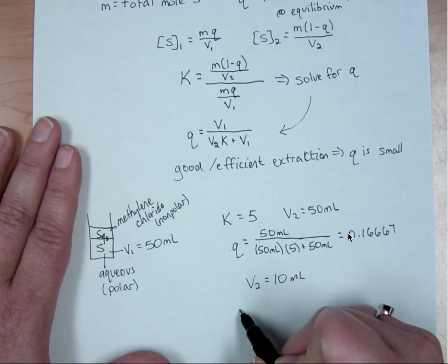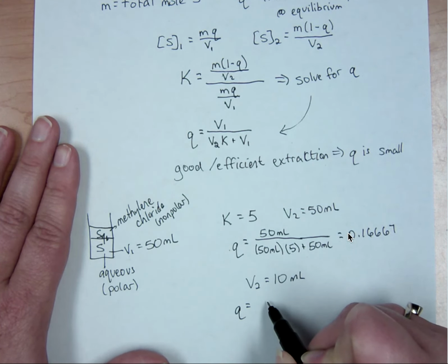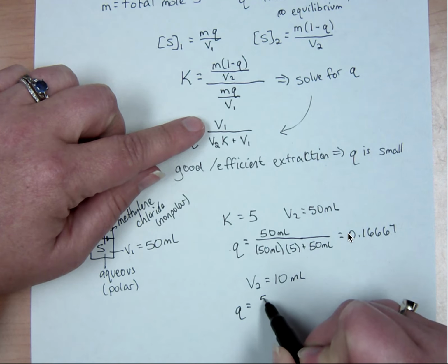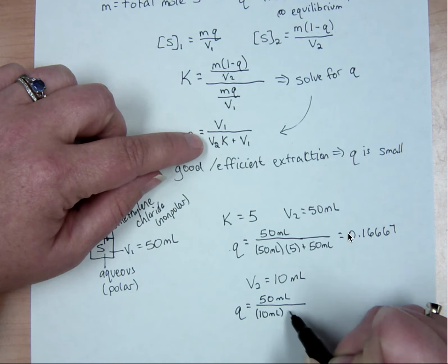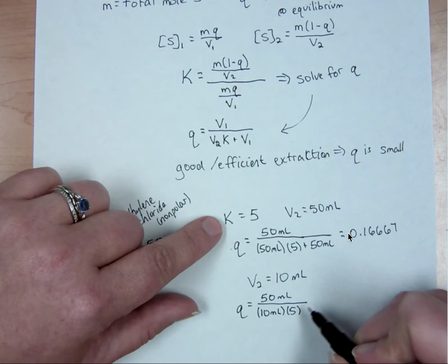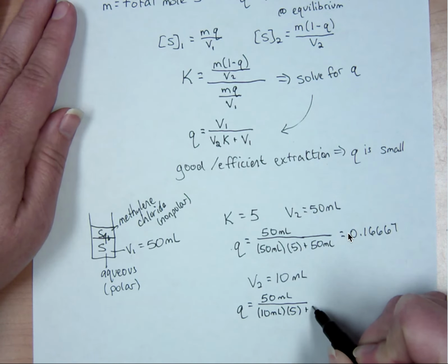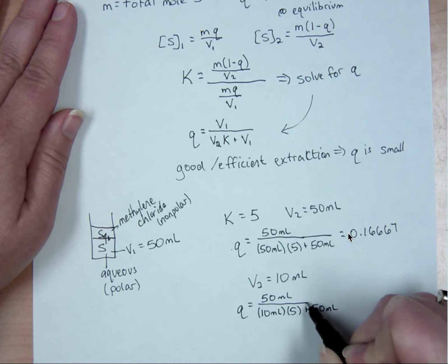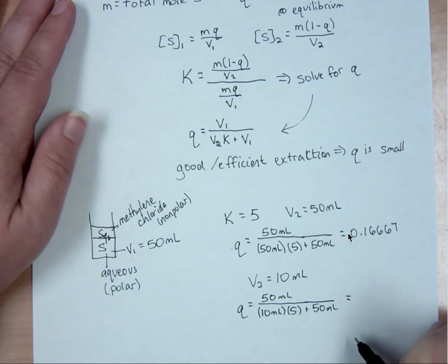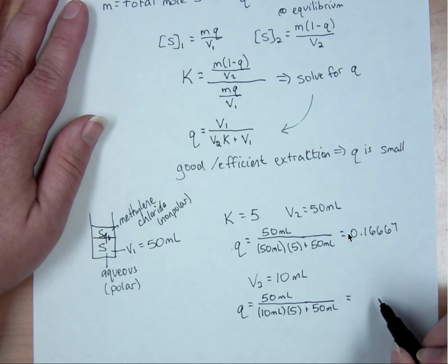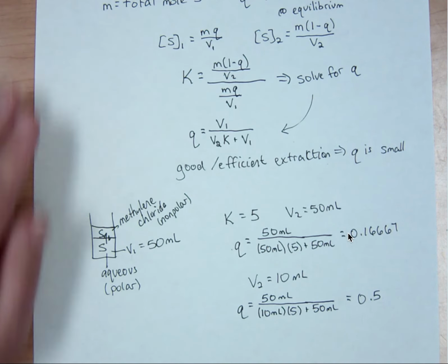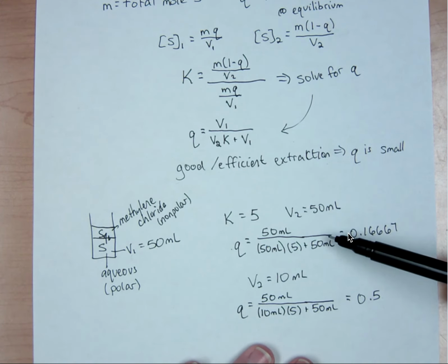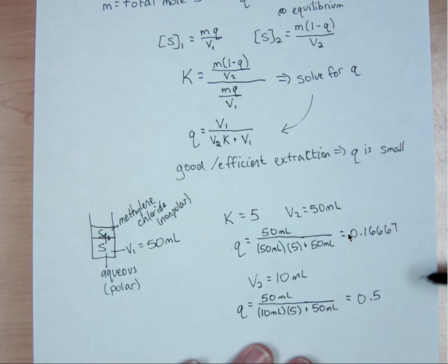All right, so to calculate this out, we've got Q equals, and we're still going to put V1 in the top, that's 50 mL. But now V2, instead of being 50 mL, is 10 mL. Our coefficient has not changed, and our starting volume did not change. Plug this into your calculator and you should get an answer of 0.5. Okay, so what does this mean? It means that by dropping our volume, our efficiency drastically worsened, because a lower number is more efficient.